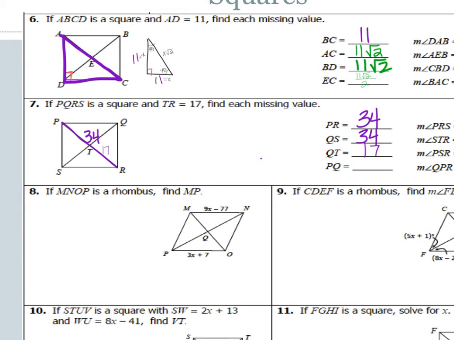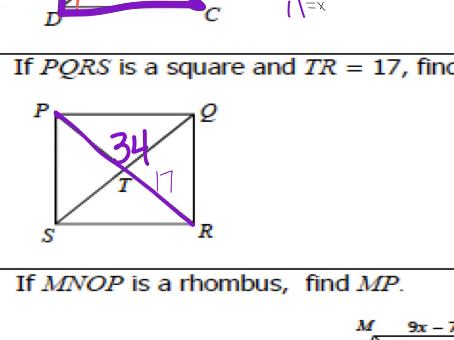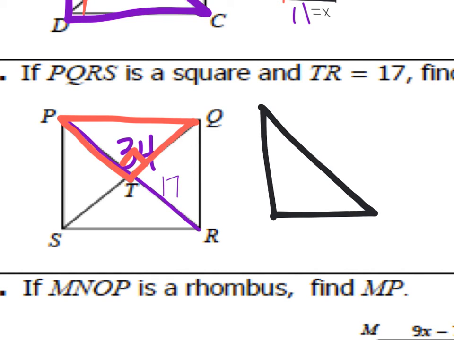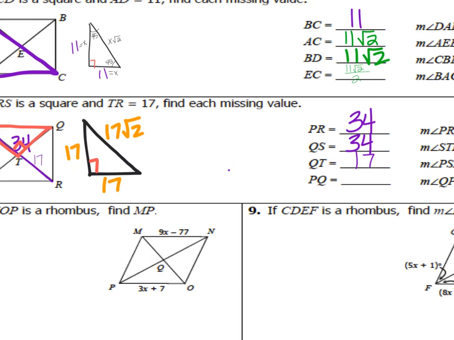But now PQ, okay? And this goes back to the idea that if I look at this square, and I'm going to use yellow now, my diagonals, remember, create 90-degree angles, so I have a little 90-degree angle here. And this side is 17, this side is 17, and those are 45-degree triangles. So those are our special triangles. Okay, so if this is 17, this is 17, this is 17 square root 2. Okay, so that missing PQ side is 17 square root 2.